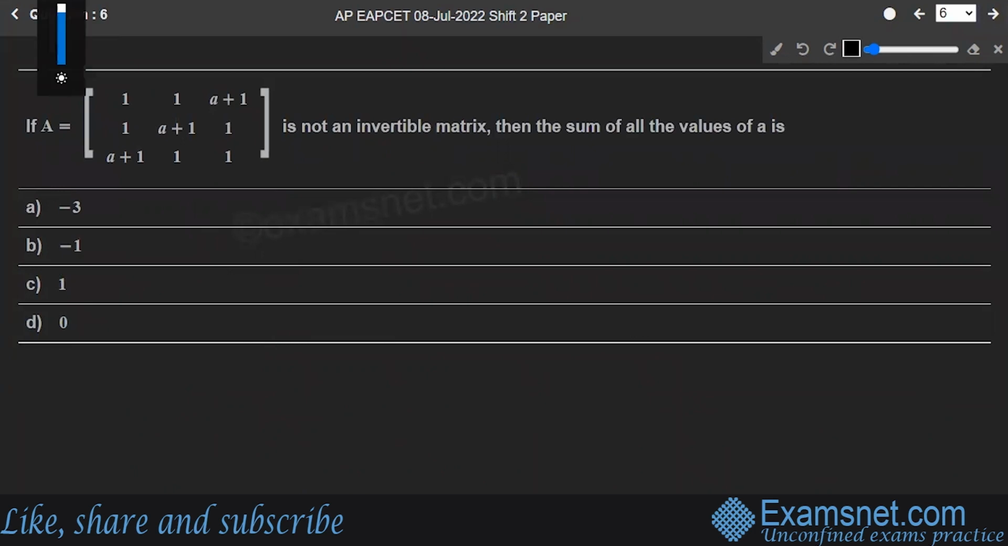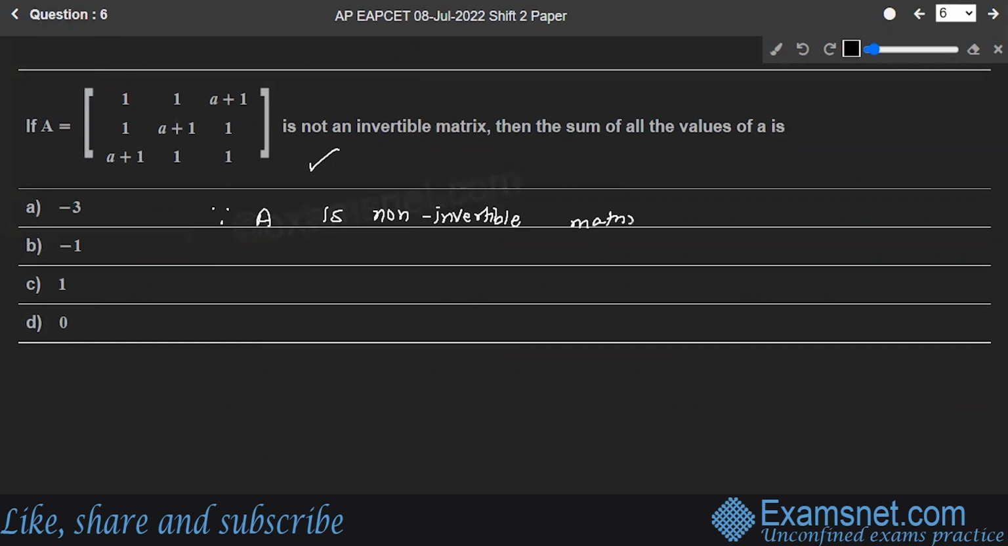Next is question number 6. If A is this matrix, is not invertible matrix, and the sum of all the values of A is. So this is not an invertible matrix. The A matrix is given by this because A is a non-invertible matrix.